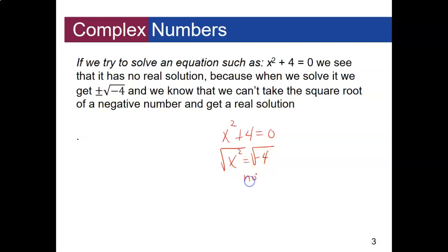So we had said before that we would have no real solution, but some of these problems we actually need to go ahead and solve. And in order to do that, we have to have this complex number system to get an answer. So anytime we're taking the square root or any even root of a negative number, we're going to need the complex numbers as part of our solution set.